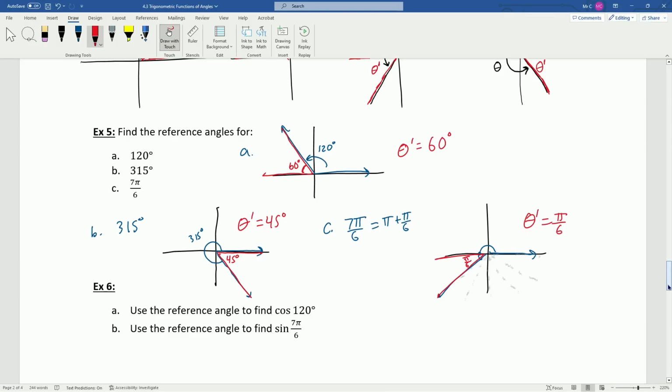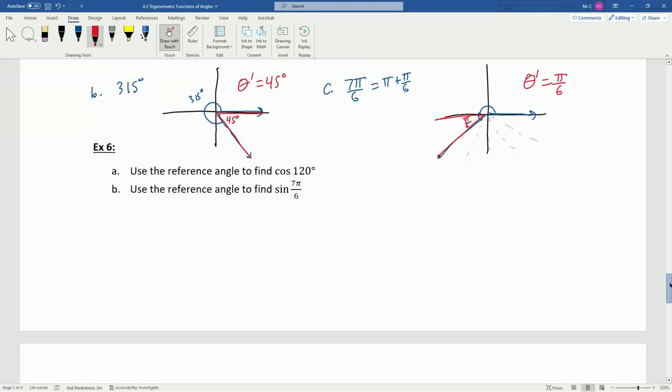Now, I've included this next example here just to point out that you'll see a change in terminology, perhaps, in your homework, just because of the way that the textbook refers to these things. But actually, if you're learning this the way I've taught you, it's exactly the same thing. So you might see, use the reference angle to find cosine of 120 degrees. I don't actually want you to do anything different, right? It's just different terminology to describe the exact same thing.